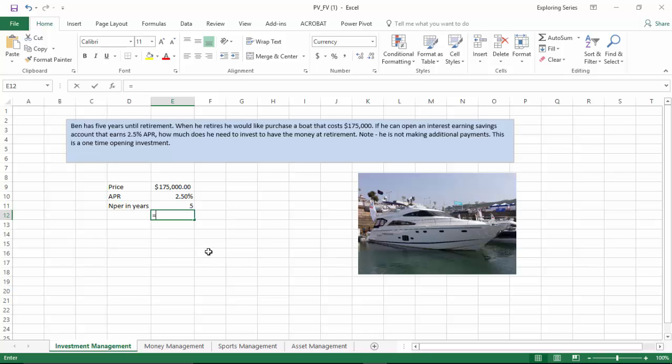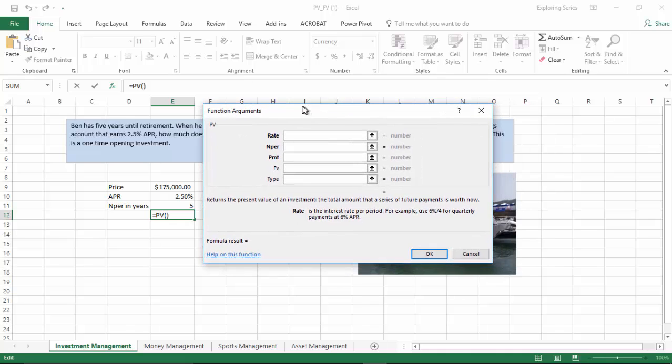So let's talk about how to use the present value function. So here's our insert function box, right? So the good news with present value, much like all financial functions, is if you've learned one, you've kind of learned them all. The arguments that you use for future value are very similar to the arguments that you use for the payment function, which are very similar to the arguments you use for the present value function, so on and so forth. So the first argument that is absolutely required here is the rate argument. Now, we've talked about the rate argument several times.